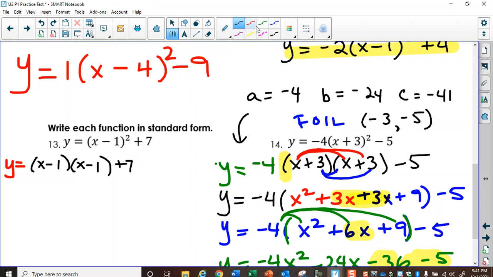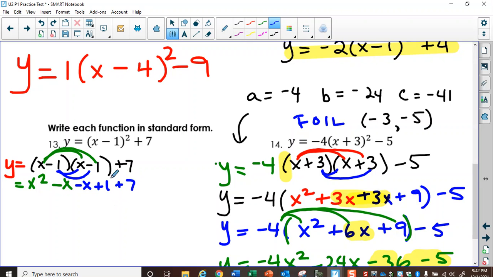All right, so now I'm going to FOIL this guy. I'm going to distribute the x. So x times x is x squared. And then I'm going to do x times negative 1, which is negative x. And then I'm going to come down here and I'm going to distribute this guy. Negative 1 times x is negative x. And negative 1 times negative 1 is positive 1. And then I have my plus 7.